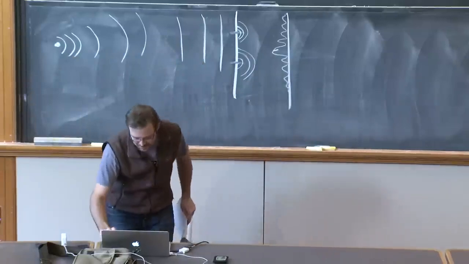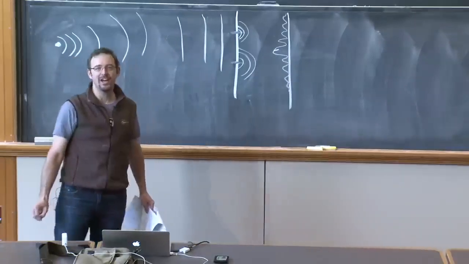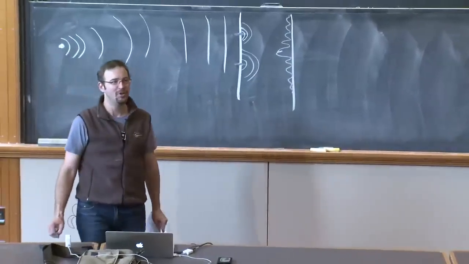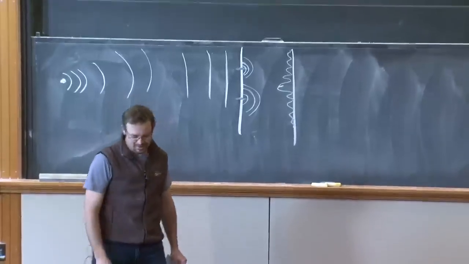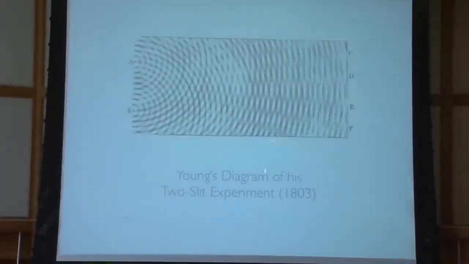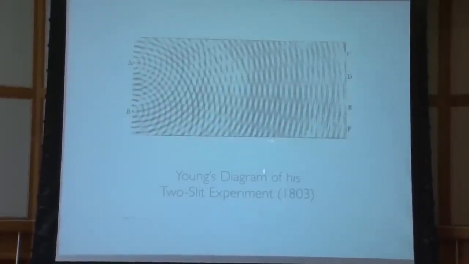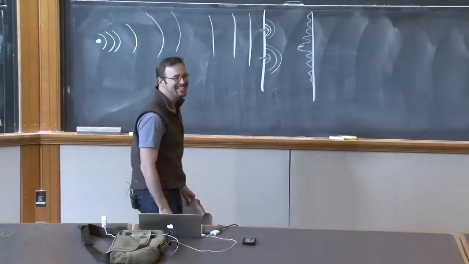Just because it's fun to see this, here's Young's actual diagram from his original note on the double slit experiment. A and B are the slits, and C, D, E, and F are on the distant screen. He drew it by hand. It's pretty good.